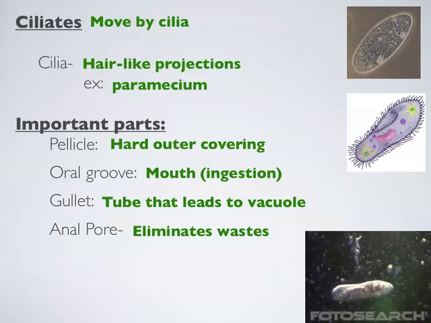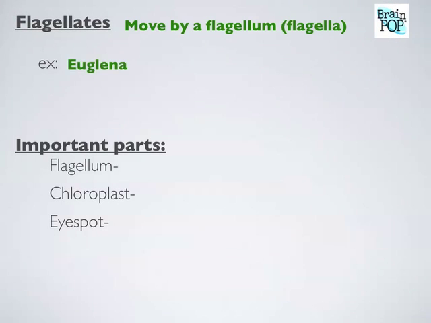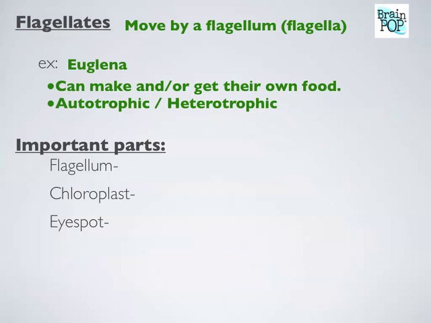Okay, our last group, flagellates. These move by a flagellum or whip-like tail. We're going to look at Euglena, the flagellate that we'll look at. And they're interesting because they can make their own food through photosynthesis, or they can eat things. So they're both autotrophic and heterotrophic. They have a flagellum, a tail for moving, and chloroplasts for photosynthesis.